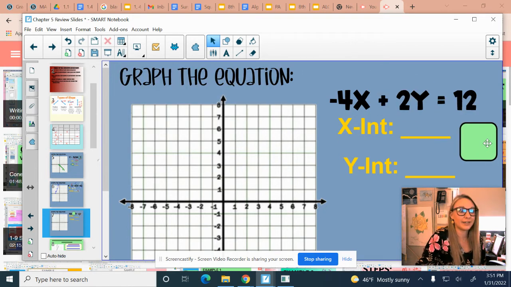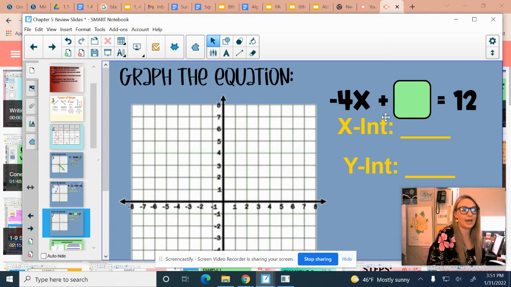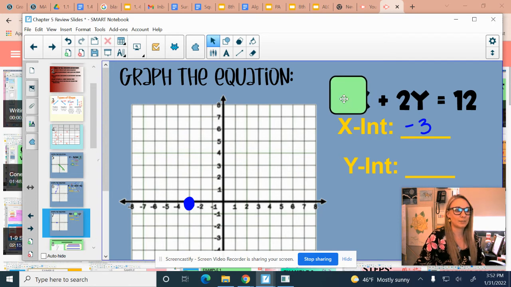All right, let's find our x-intercept first. So we shall cover up this term. If I've got negative 4x equals 12, I know that my x-intercept is going to be negative 3, because if you divide both sides by negative 4, it gives you negative 3. I'm going to go plot that right away. There is my x-intercept. Now let's find our y-intercept. If 2y equals 12, divide both sides by 2, y equals 6. All right, this is my time, you guys.